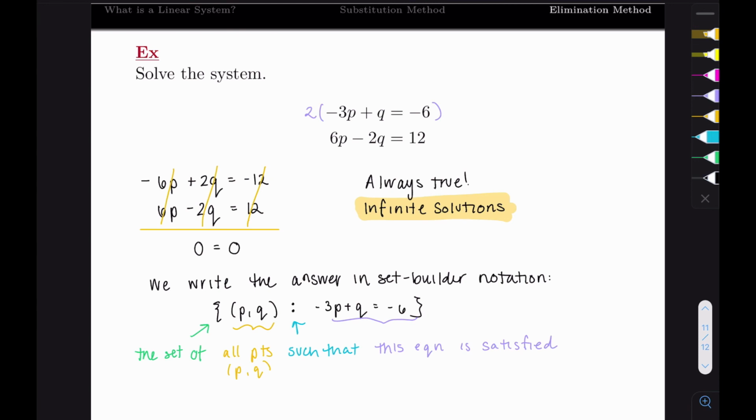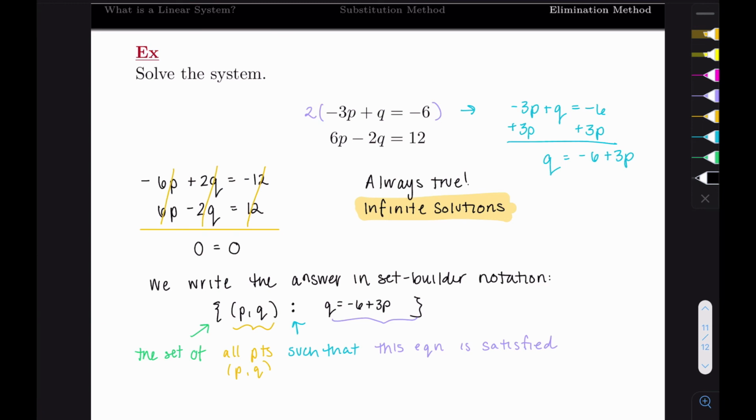You might also need to potentially rewrite that equation. So if I work with this first one, that's negative 3p plus q equals negative 6. You can add 3p to both sides to say our q value is negative 6 plus 3p. So something else you could do instead of this equation is put that your q value must equal negative 6 plus 3p.